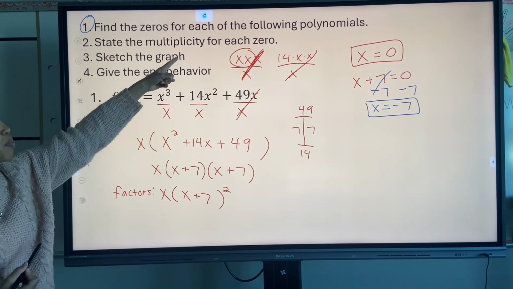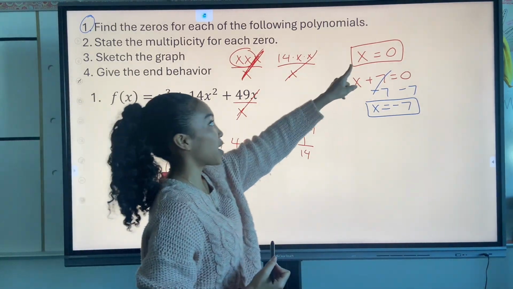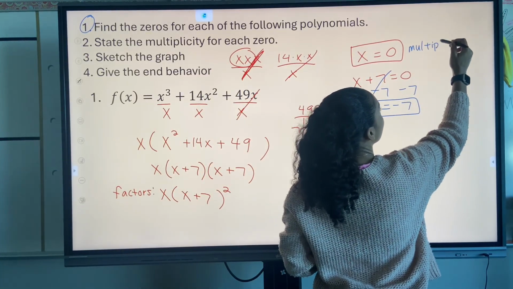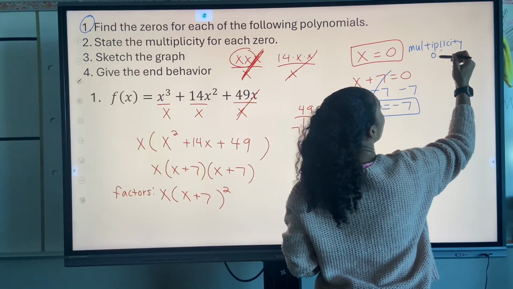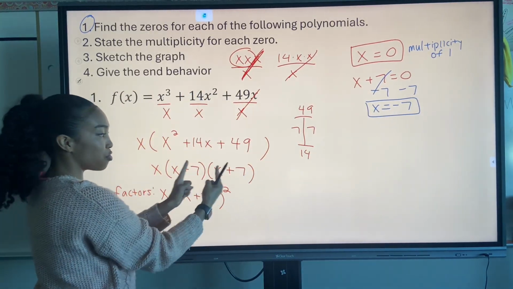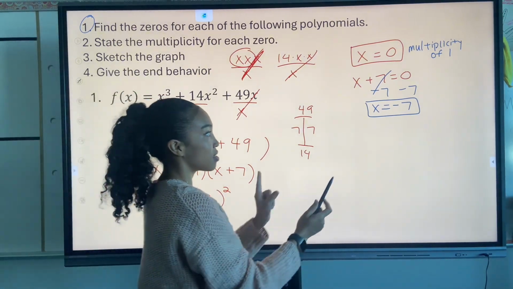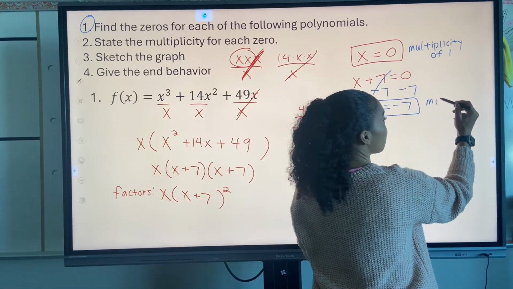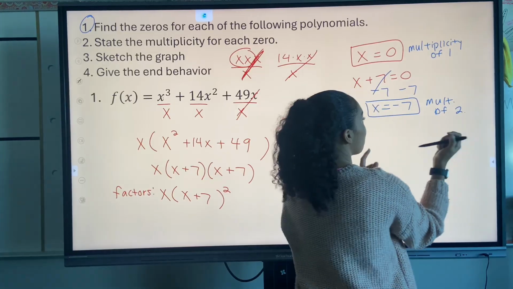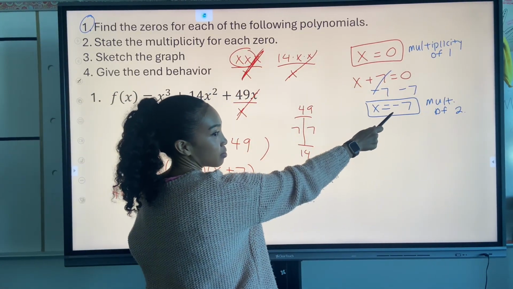Now let's state the multiplicity for each 0. I only have one factor for x equals 0. So this is multiplicity of 1. Notice for negative 7, there are 2 factors. That's why there's a squared right here. That means for negative 7, the multiplicity is 2, because there's 2 factors that give you negative 7.